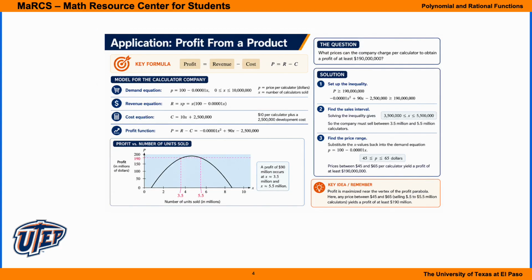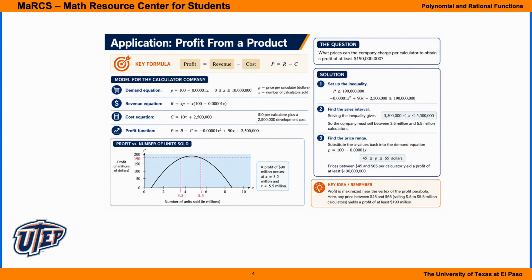So now one of the applications is profit from a product. So profit is equal to revenue minus cost, or P is equal to R minus C. So we're given a question: what price can the company charge per calculator to obtain a profit of at least $190 million? So first, we set up our demand, revenue, and cost equations.